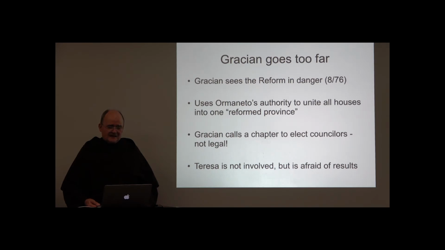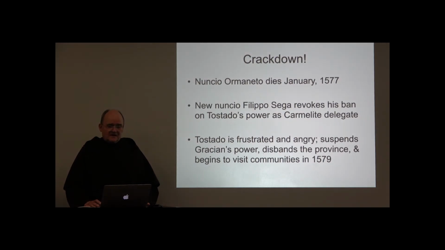And sadly, Teresa is not involved in any of this. She might have been able to head off a mistake if she had been consulted, but it's the old game of men know better than women, so we'll just inform Teresa of what's happened after we've decided it. The protector of that measure, Ormanetto, died in January of 1577. Ormanetto was certainly well-intentioned. There's nothing wrong with him as a person, but he was essentially keeping a barrier between the reckoning that had to come.